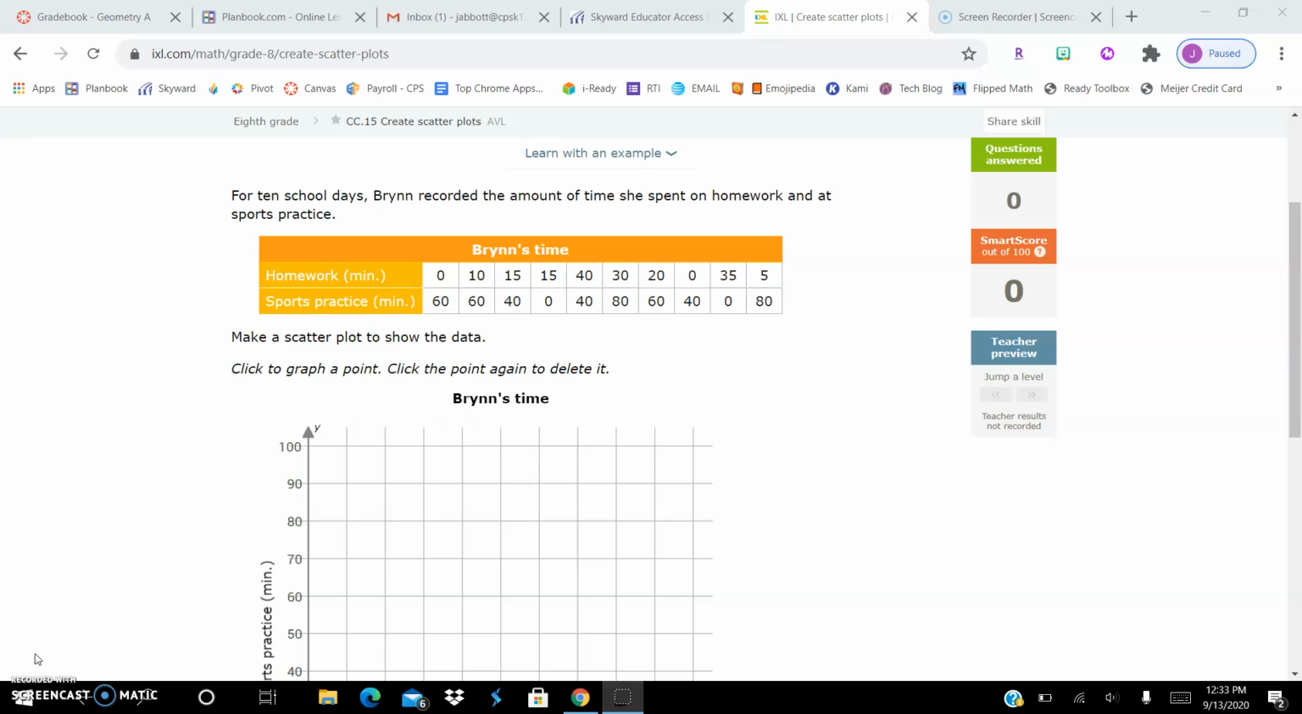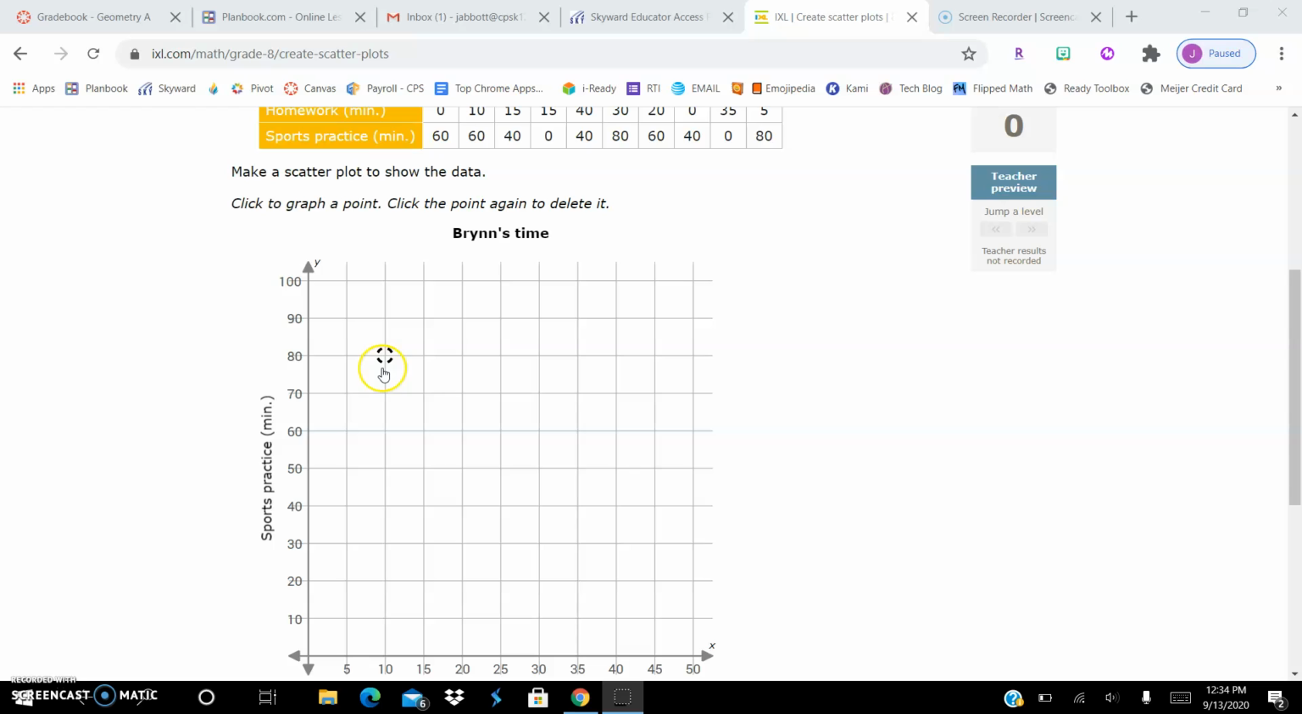So for this particular problem, it says for 10 school days, Bryn recorded the amount of time she spent on homework and at sports practice. And they gave us this chart here. So it doesn't tell us what is X, what is Y, but you need to remember that the first thing listed is always the X. So the homework is our X values and the sports practice will be our Y values. So we're going to use that to come down here and make a scatter plot.